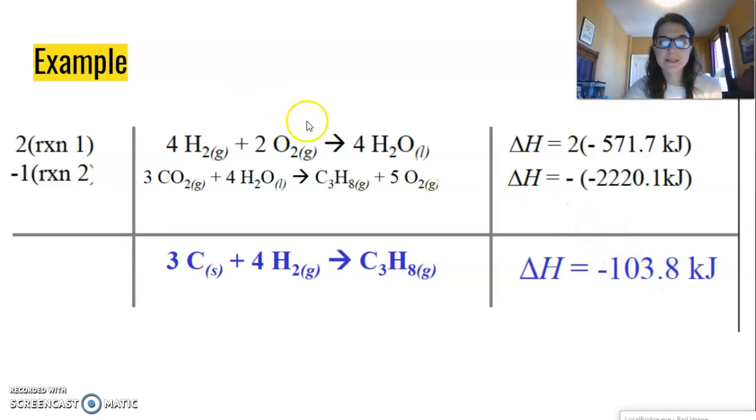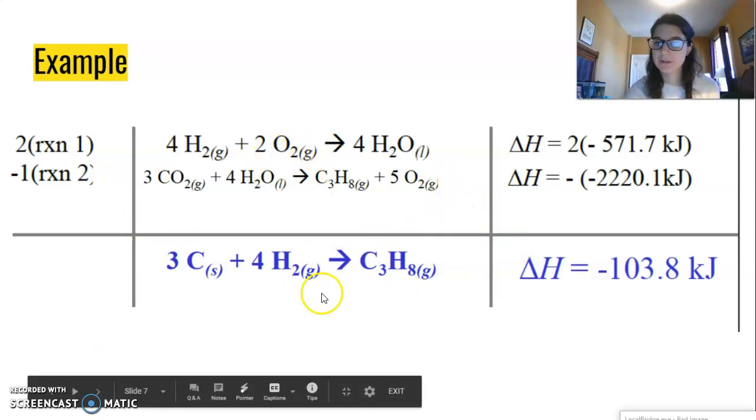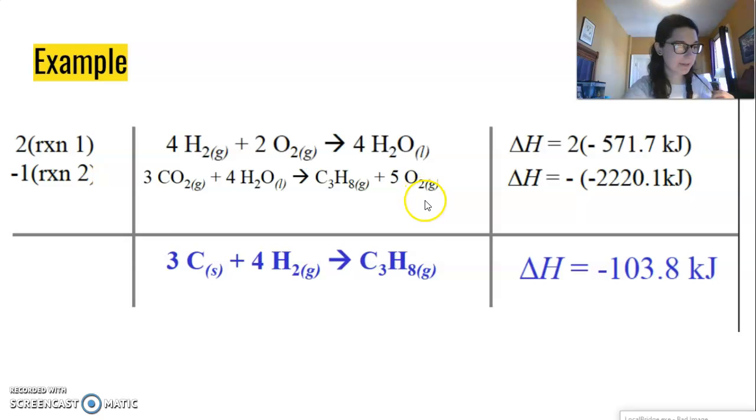Okay, things to consider. I see that my O2s are starting to kind of cancel out because I do not have O2 in the final reaction. So with all 3 reactions, I do want O2s to cancel out. So that's going to be something to consider.